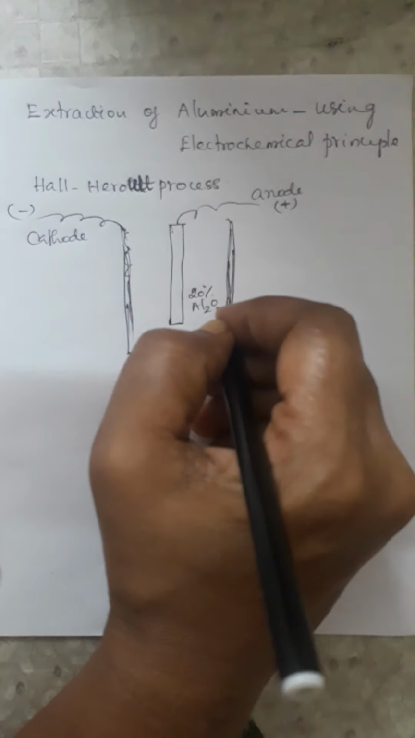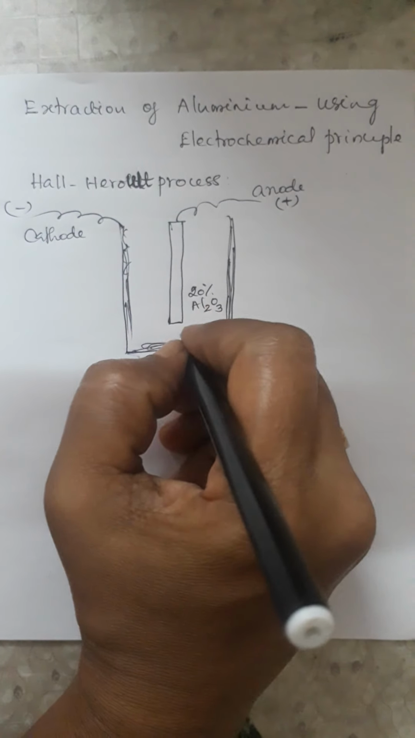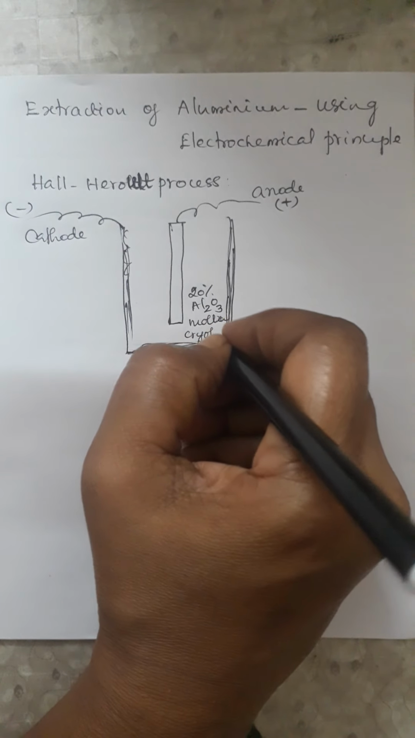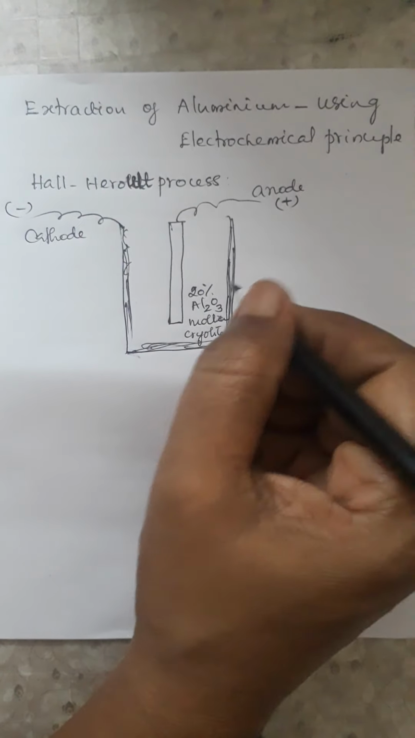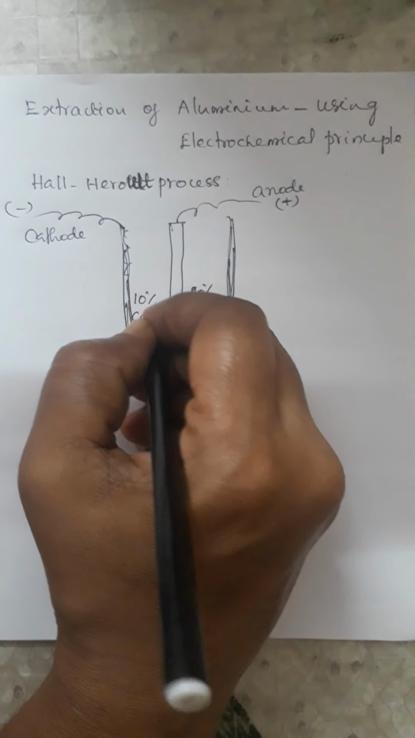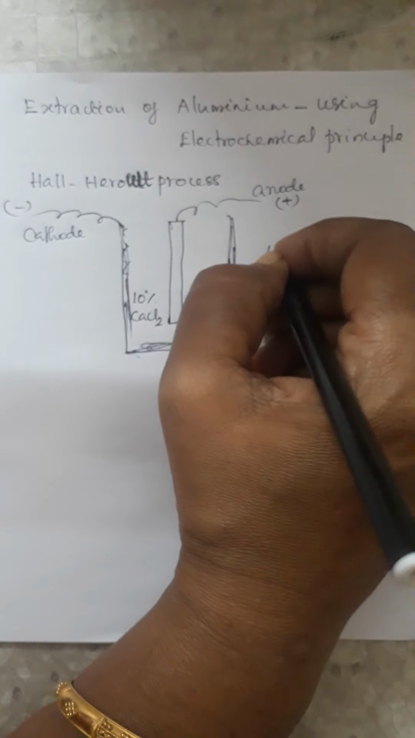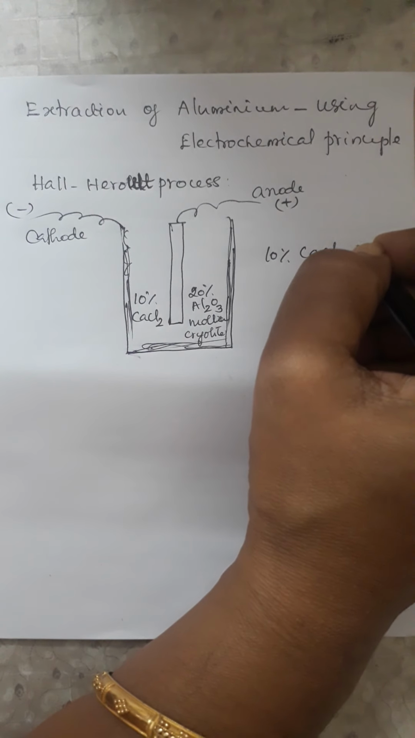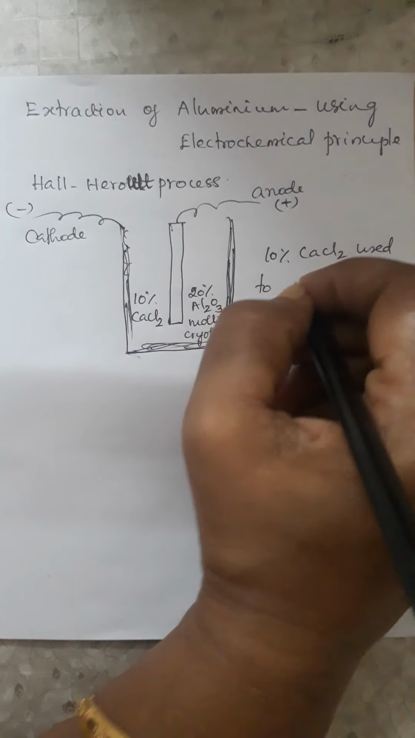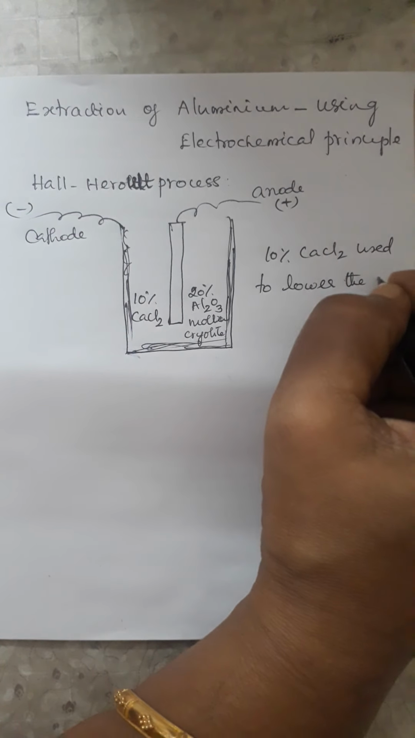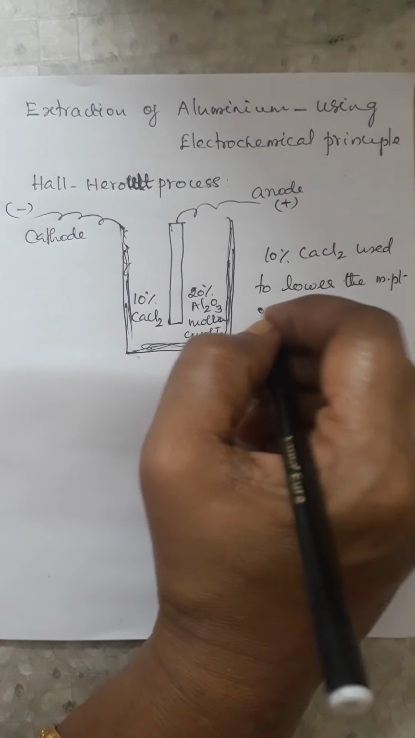20% alumina and along with this molten cryolite. Both are taken. To this we are adding 10% calcium chloride. This 10% calcium chloride is used to lower the melting point of the mixture.